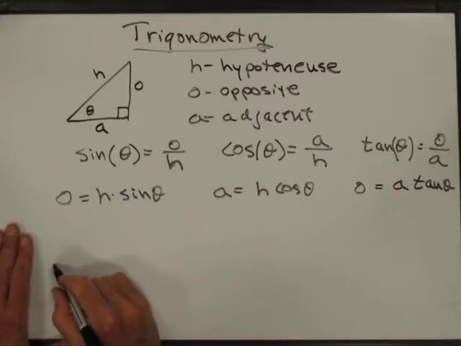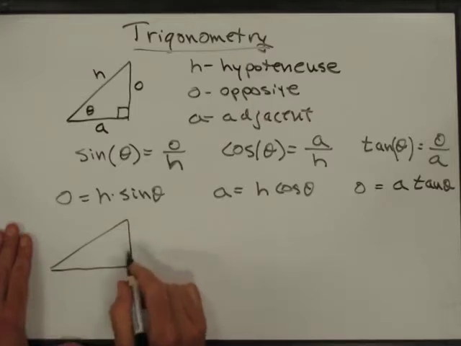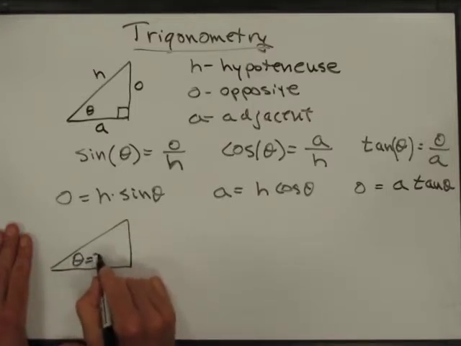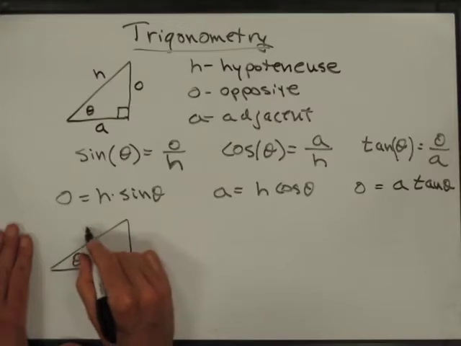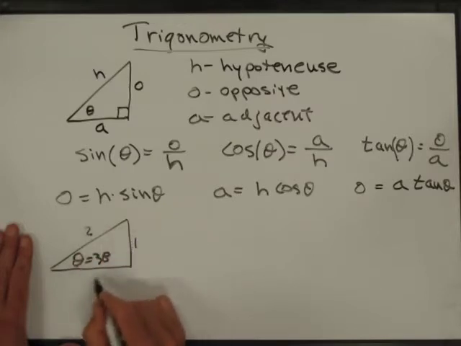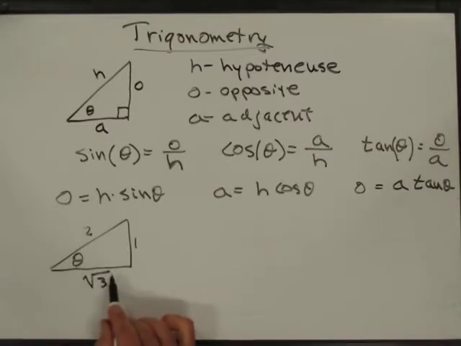If I have a 30 degree angle here, if this side is 2 and this side is 1, this side is the square root of 3. To put it differently, if I know these three sides, I can figure out what that angle is.